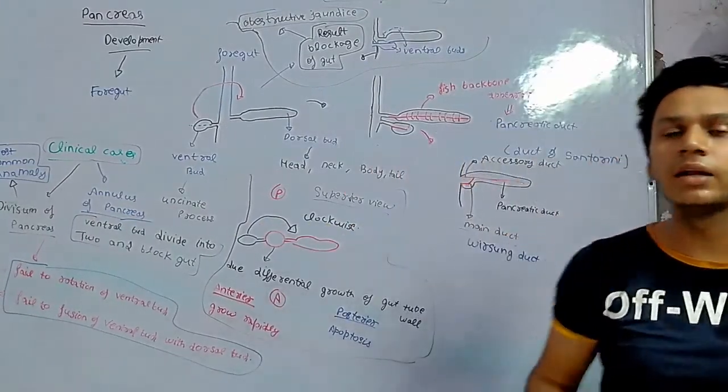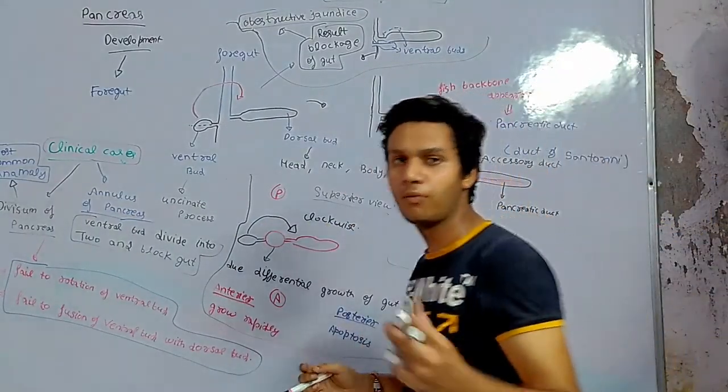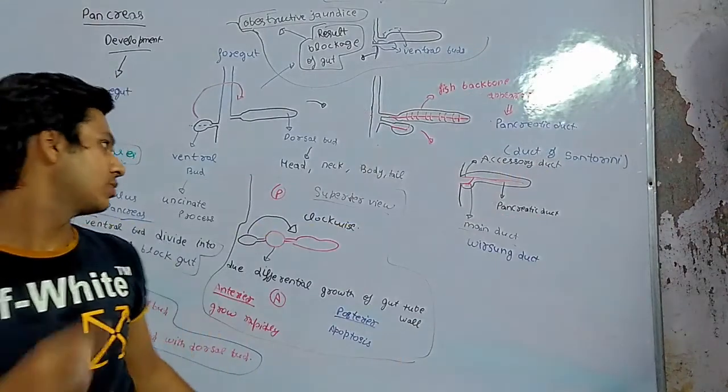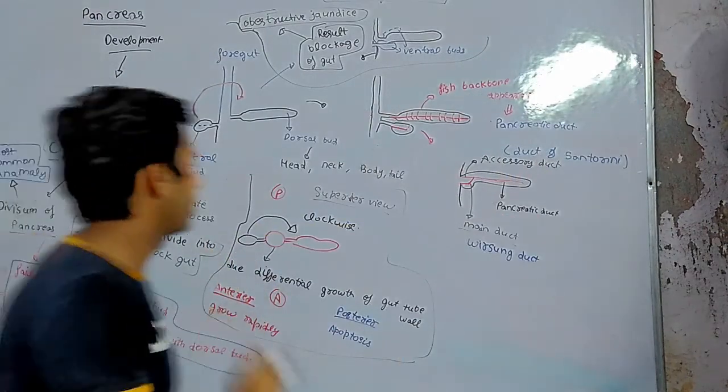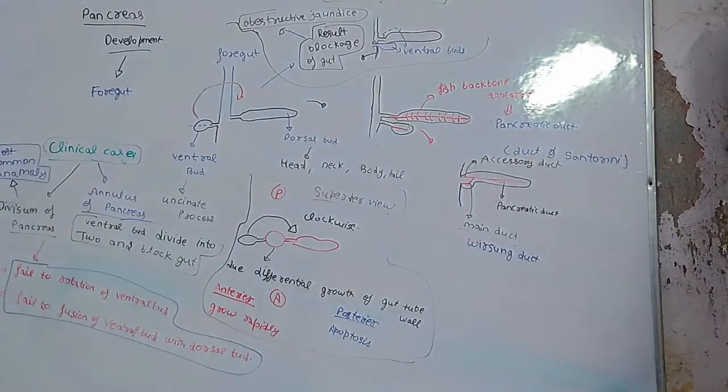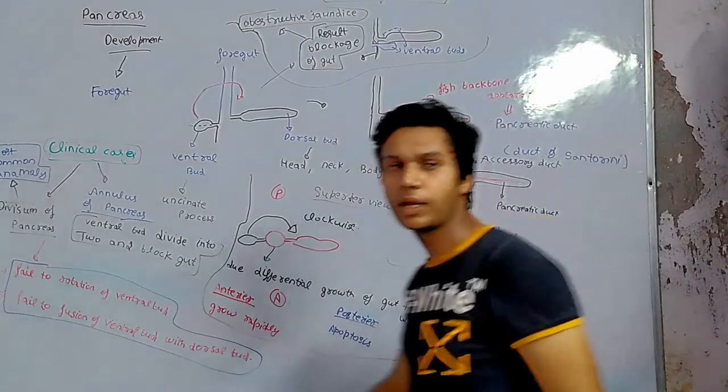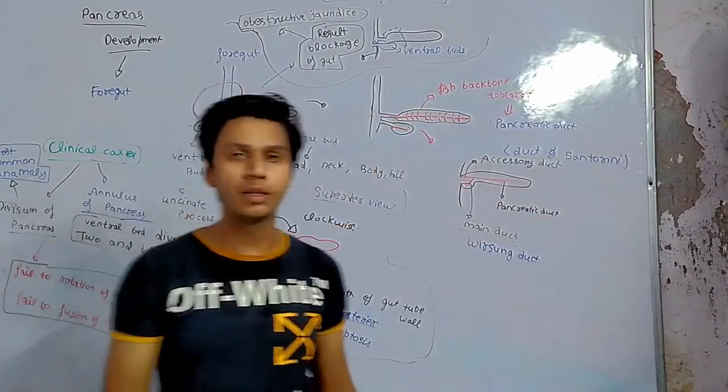The dorsal bud forms the head, neck, body, and tail, but the ventral bud forms only the uncinate process. So this is complete about the pancreas. Note this. So here our pancreas is complete. Next time we cover the other things. Thank you.